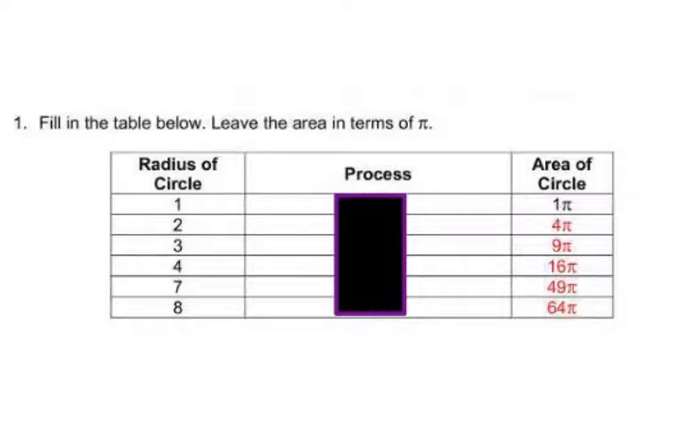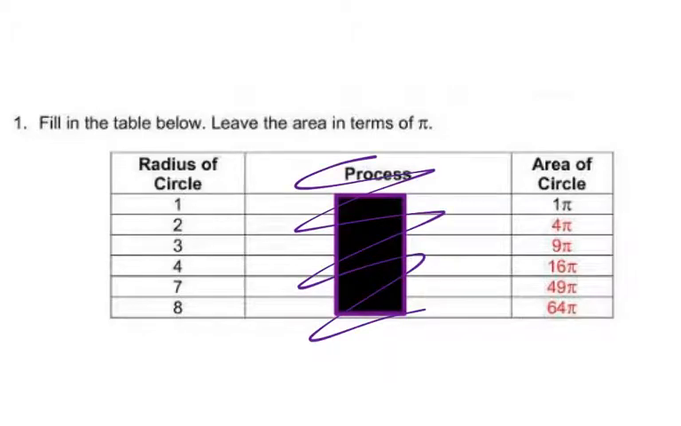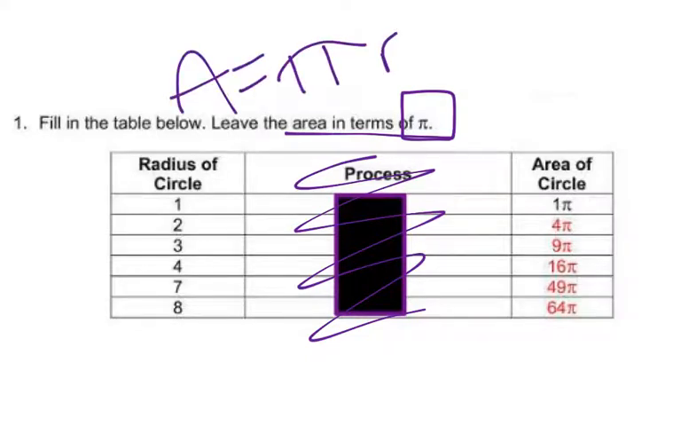So if the radius of the circle is 1, and we're going to just totally skip the process column, we have to find the area. And leave in terms of pi means that pi needs to be in your answer. Area of a circle is equal to pi r squared. So the area of your circle, if the radius is 1, is pi, because 1 squared is 1.